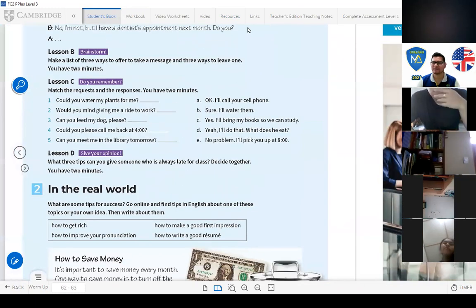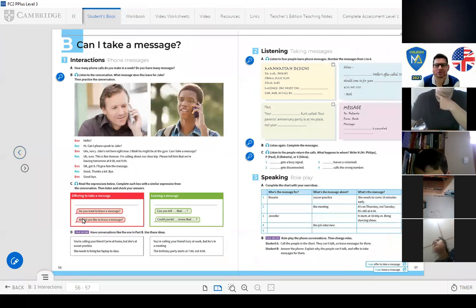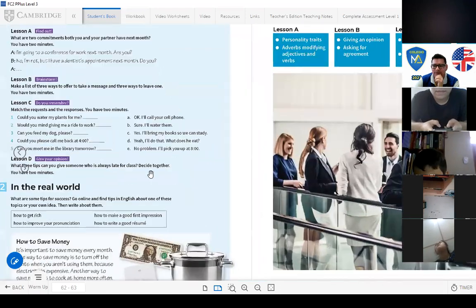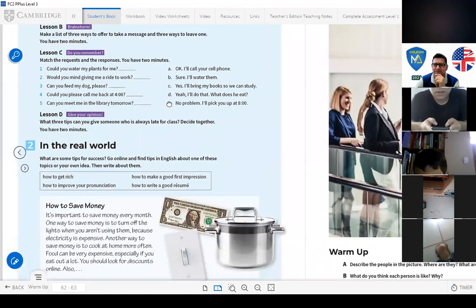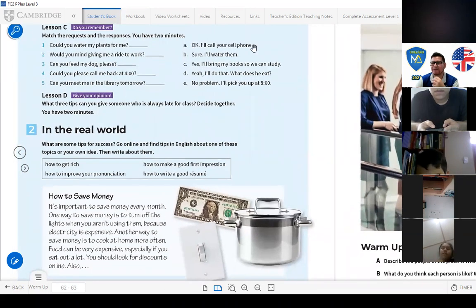Here it says, make a list of 3 ways to offer to take a message and 3 ways to leave one. You have 2 minutes. Yeah, this is about the things that we were learning on the lessons B, right? Do you want to leave a message? What would you like to leave a message? No, the leaving a message. Can you tell that? Could you let him know that? Okay, we use these. No, now here says lesson C. This is what we have to remember. Match the question with the responses. Okay, we have to match the question.